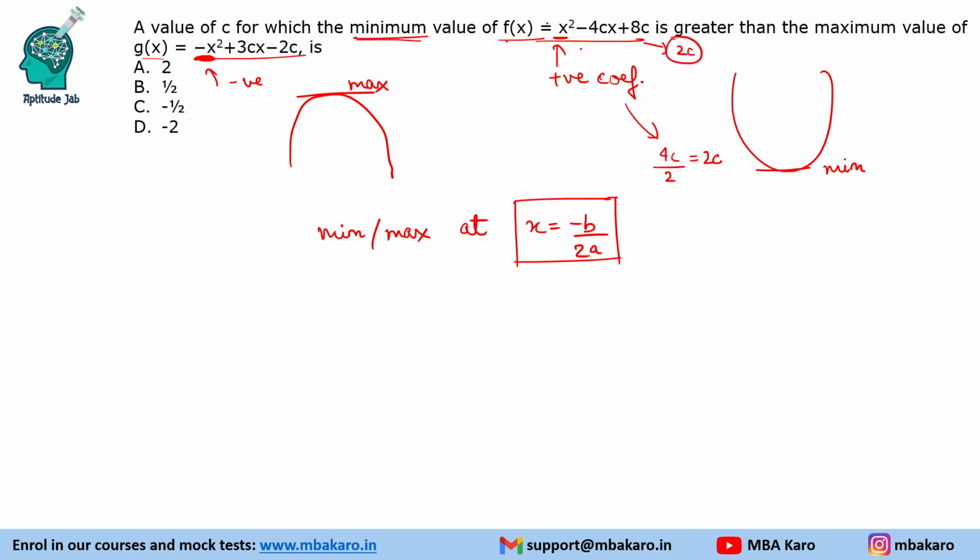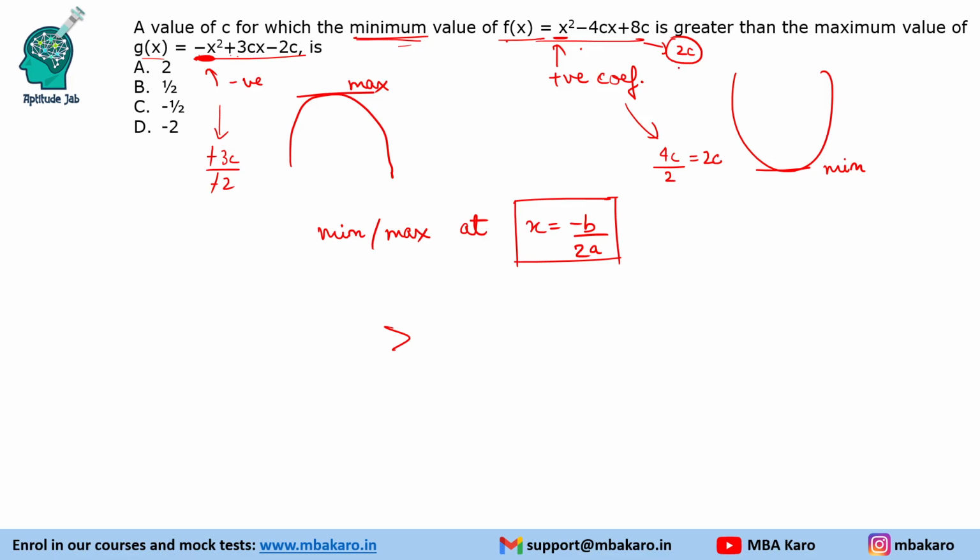We will put x equal to 2c, and in this case it will happen at minus b. The b coefficient of this x is plus 3c. So minus 3c by minus 2, because a is minus 1 here. So that is x equal to 3c by 2. Now we will just equate it. So minimum value is greater than this maximum value.